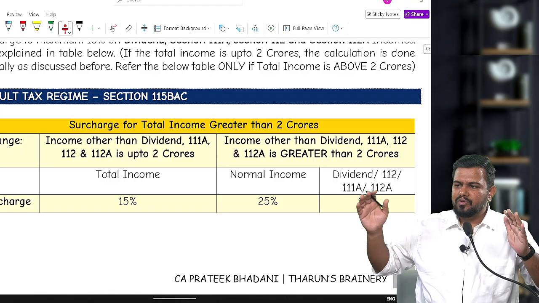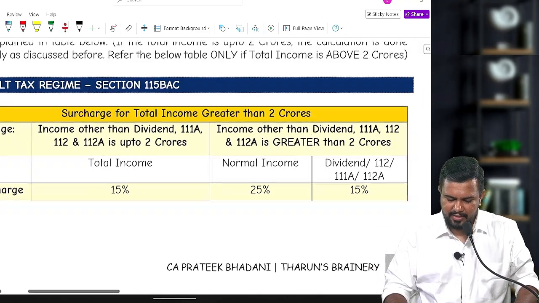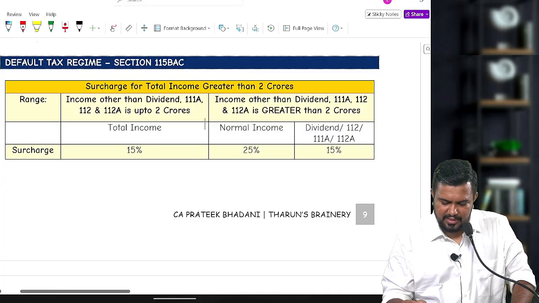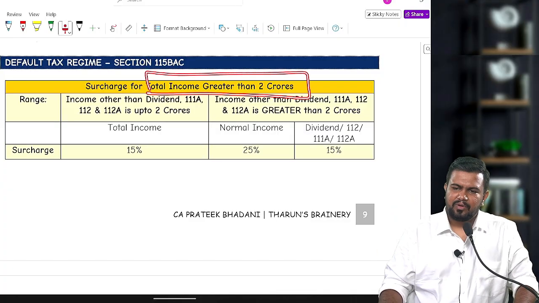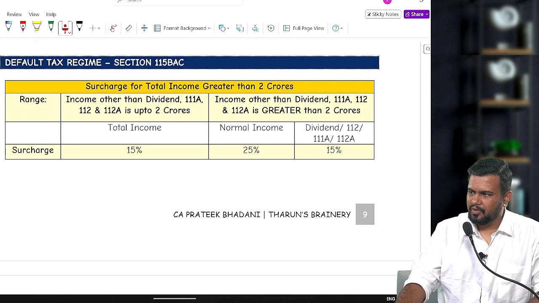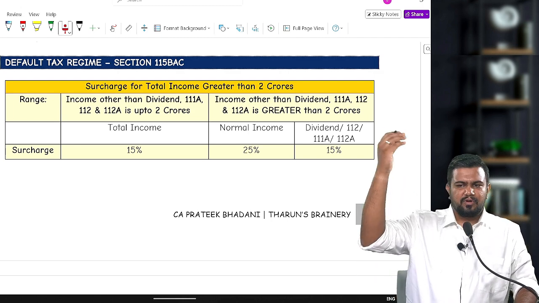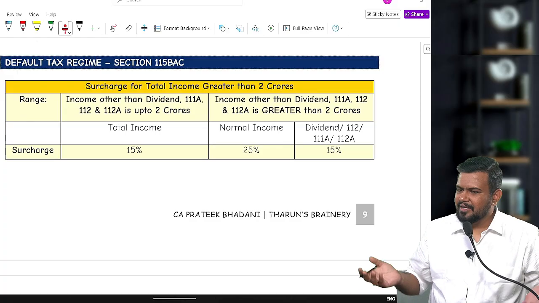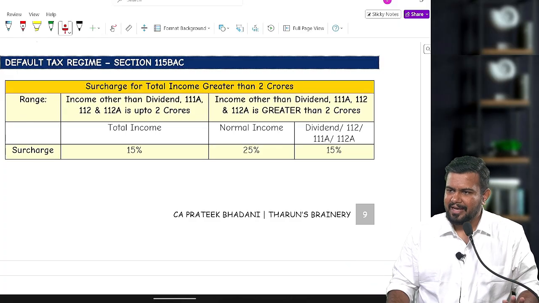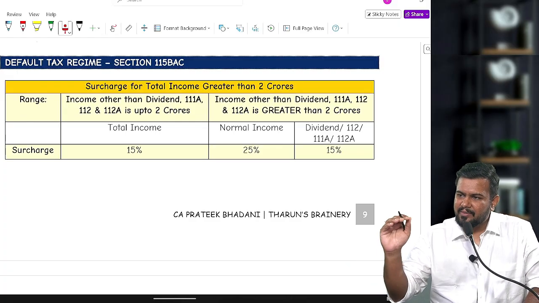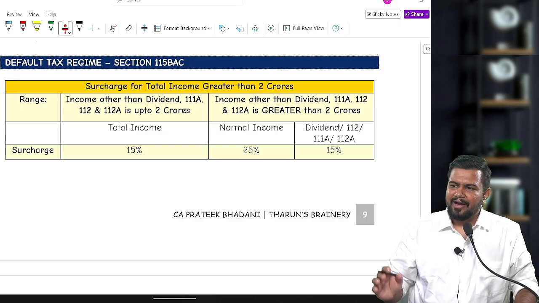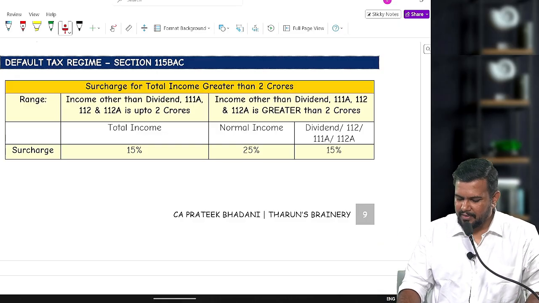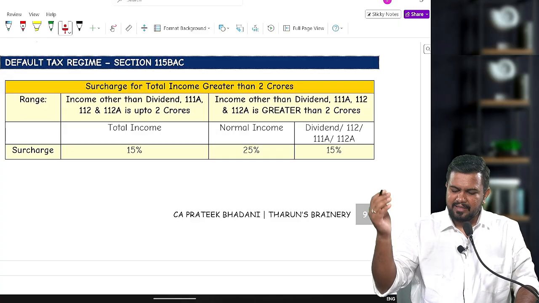So now how to study surcharge? How to calculate surcharge? Whenever you get a question, you have to see whether the total income is more than 2 crores or not. If total income is not more than 2 crores, then why worry? Maximum 15 only, you can easily calculate and solve the answer. If the total income is more than 2 crores, you have to see whether the income has special income or not.